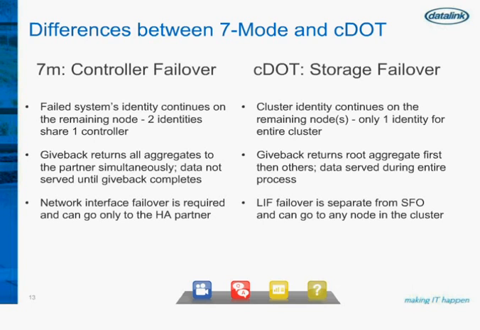So one of the key differentiators that allows Clustered ONTAP to support non-disruptive operations beyond just ONTAP upgrades is the way that it performs HA itself. With 7-Mode, HA is provided by what's referred to as controller failover. In this model, the failed system's identity continues on as a separate unique entity, essentially sharing the hardware of the node that survived the event, whether it's planned or unplanned.